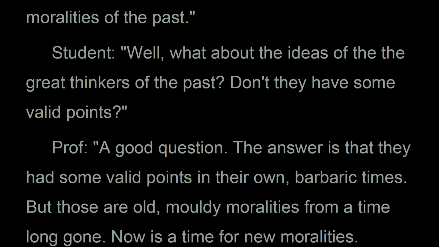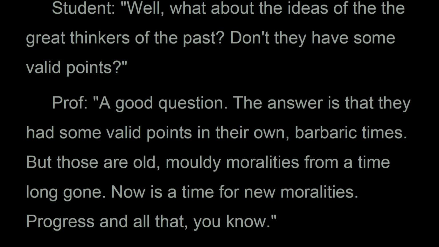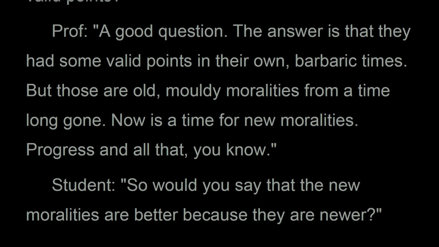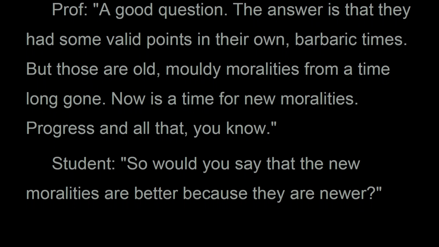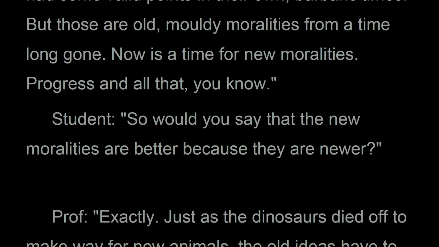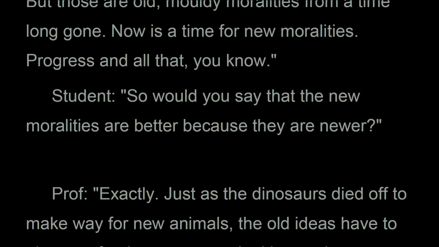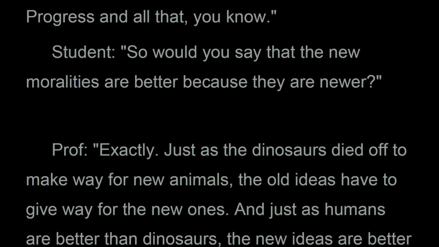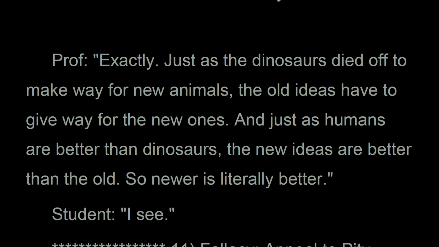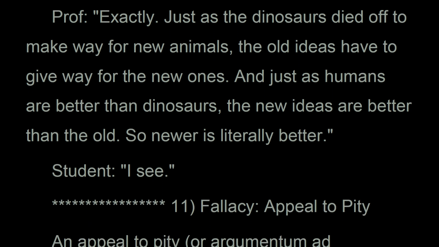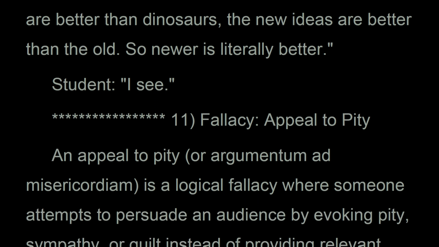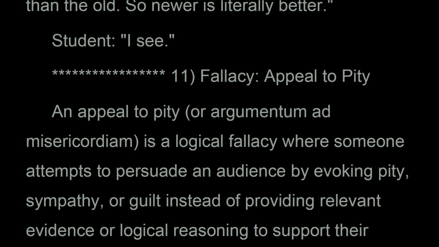Prof. A good question. The answer is that they had some valid points in their own, barbaric times. But those are old, moldy moralities from a time long gone. Now is a time for new moralities. Progress and all that, you know. Student. So would you say that the new moralities are better because they are newer? Prof. Exactly. Just as the dinosaurs died off to make way for new animals, the old ideas have to give way for the new ones. And just as humans are better than dinosaurs, the new ideas are better than the old. So newer is literally better. Student. I see.